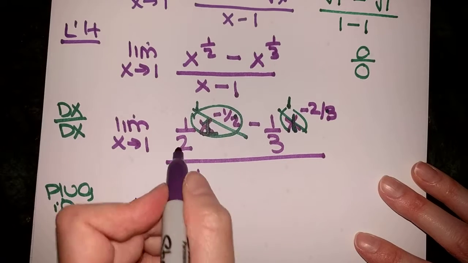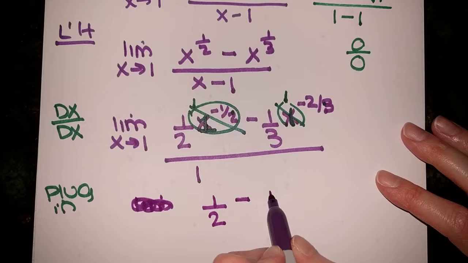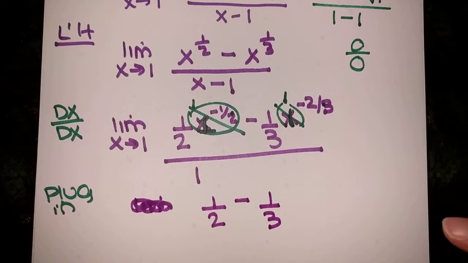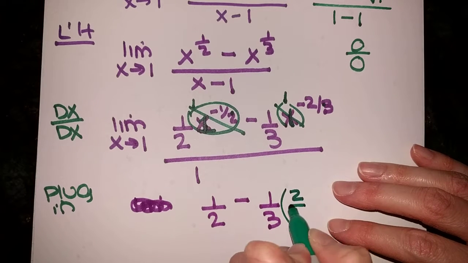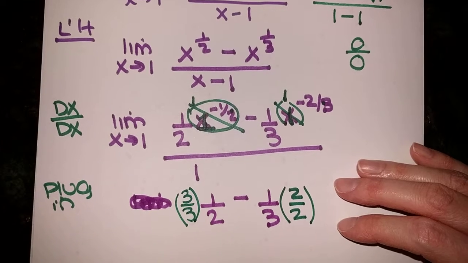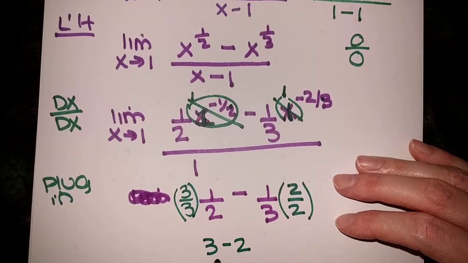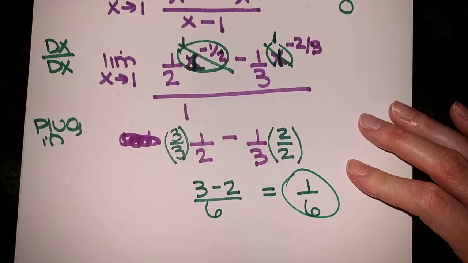And when you do that, you get 1/2 times 1, so just 1/2, and then minus 1/3 times 1, so 1/3. Now, at that point, you do need to get a common denominator to write it as one fraction. So multiply the 1/3 by 2 over 2 and the 1/2 by 3 over 3. So that gives you 3 minus 2 over 6, leaving you with the limit of 1/6.